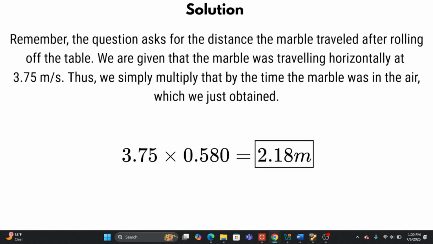So remember that the question asked for the distance the marble traveled after rolling off the table. And we're given that the marble was traveling horizontally at 3.75 meters per second. And so we simply multiply that by the time the marble was in the air, which we just obtained, right? 3.75 times 0.58, and that ends up being 2.18 meters. So that's our final answer.